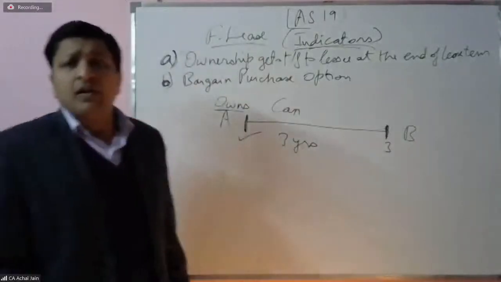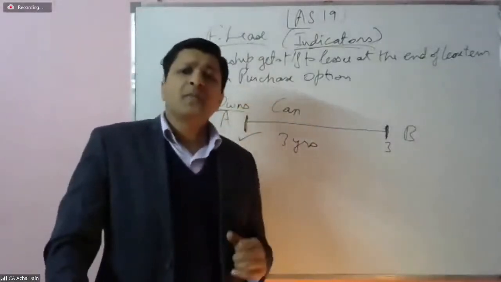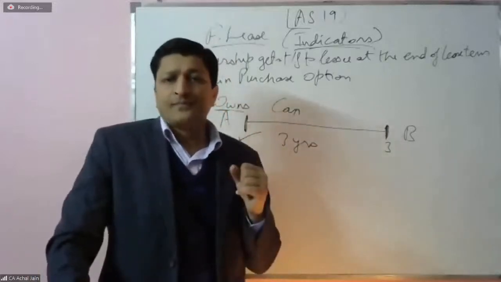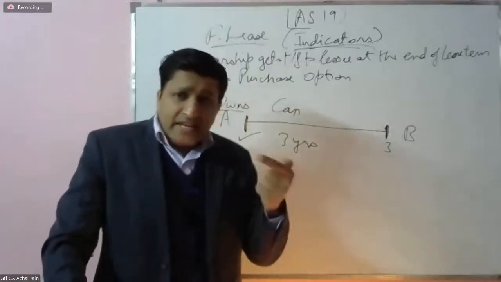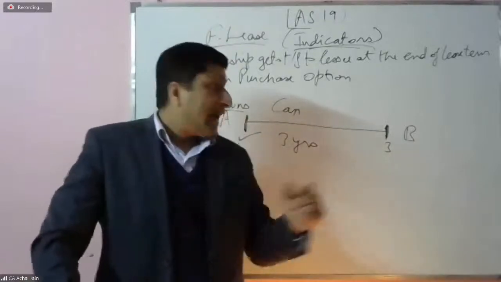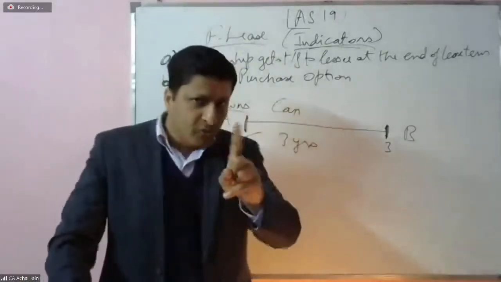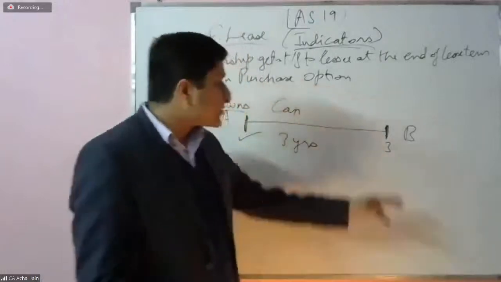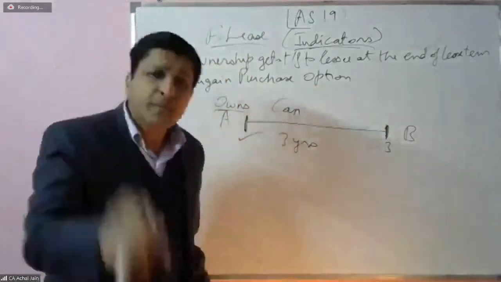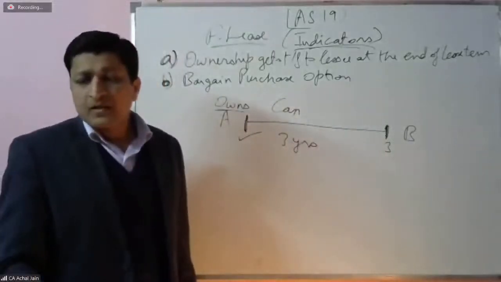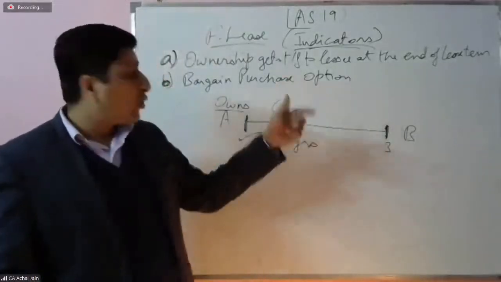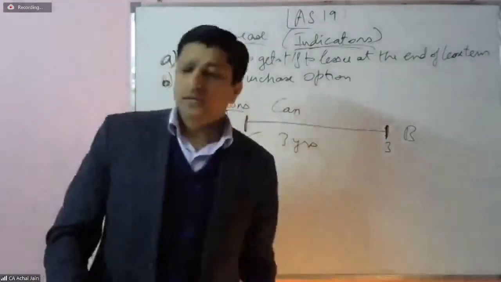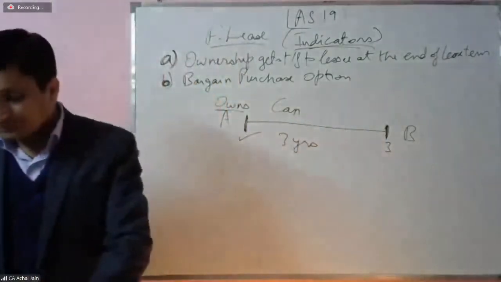Here again, let's try to understand what has happened. For 3 years, risk and rewards have been with B. After 3 years, B again is getting an option to buy. And if B opts to buy, A cannot refuse, because it's an option with B. And this option to buy is not at the market price. It will be below market price. So that's why this indicator will also make this lease arrangement of 3 years a finance lease arrangement. Clear?